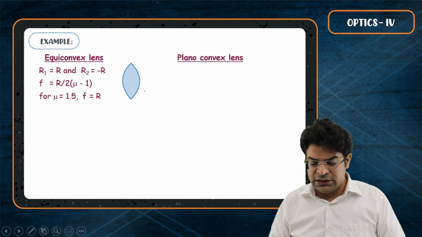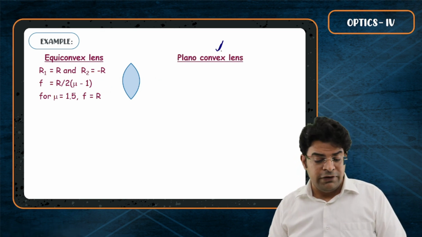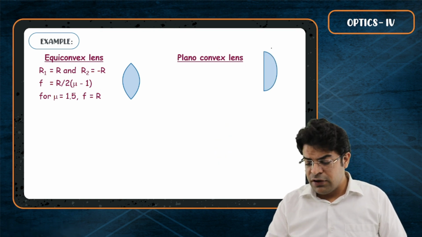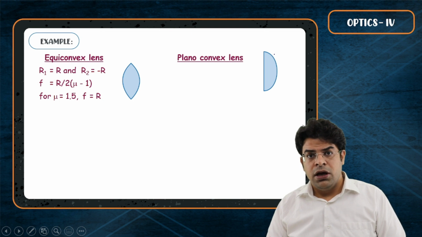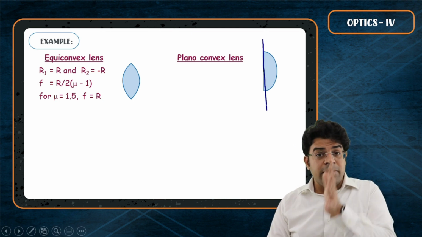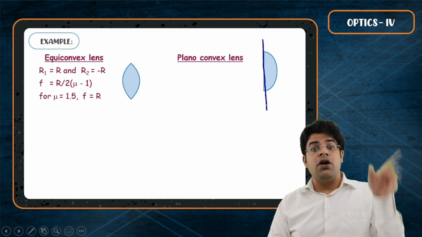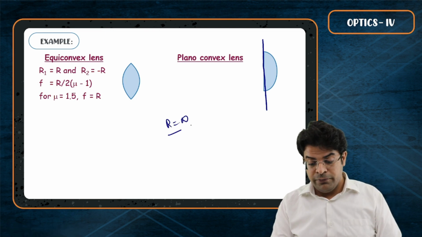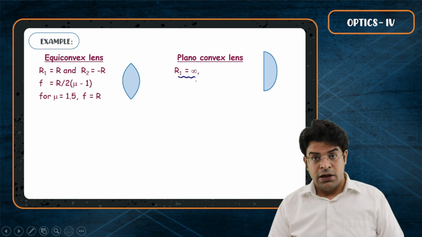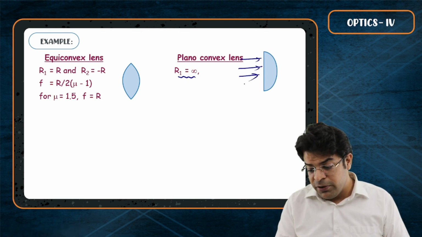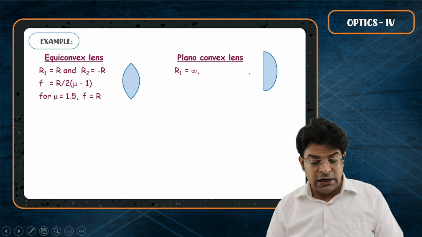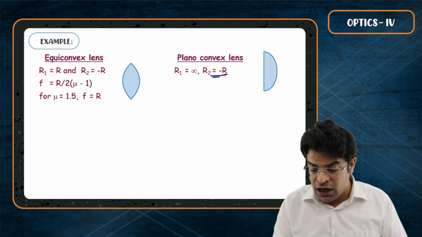Let's see the next example. If you have a plano-convex lens, plano-convex means one side flat, one side curved. Now for this flat surface, a flat surface can be thought of as a circle of radius infinity. So you will say that r1 will be infinity. And if the light rays hit from here, then r2 will be negative. So you will write r2, let's say, as minus r.